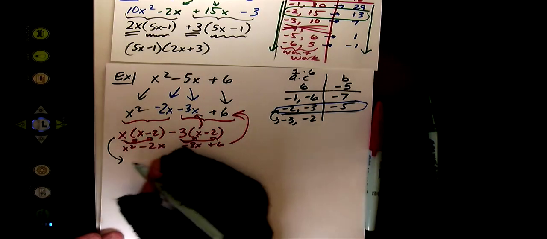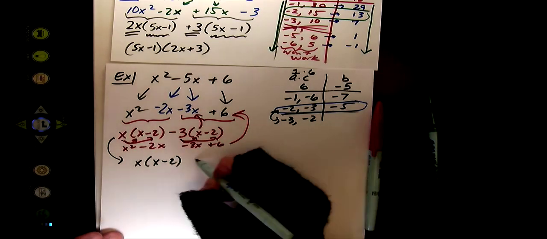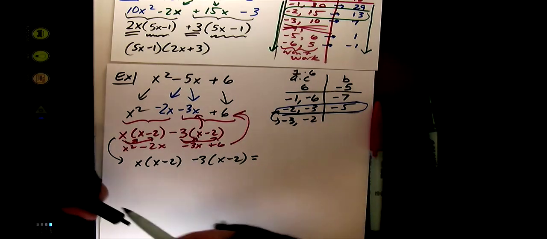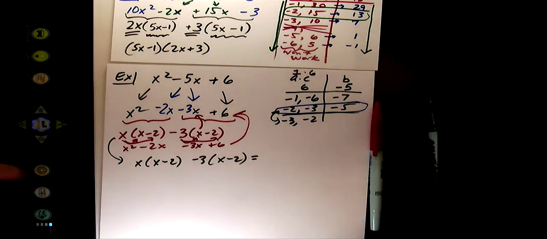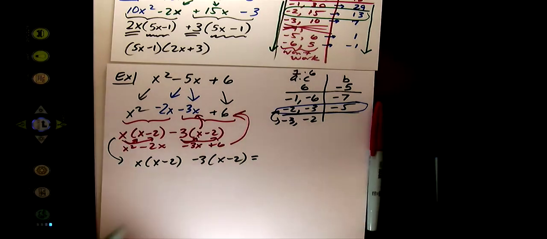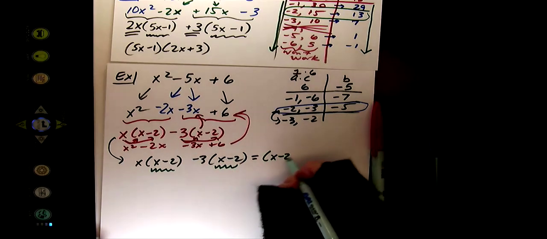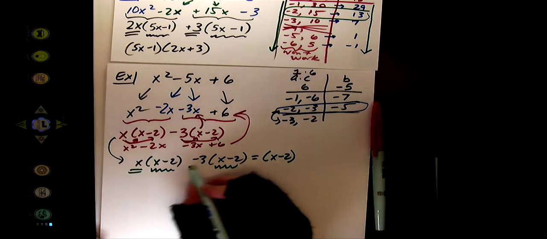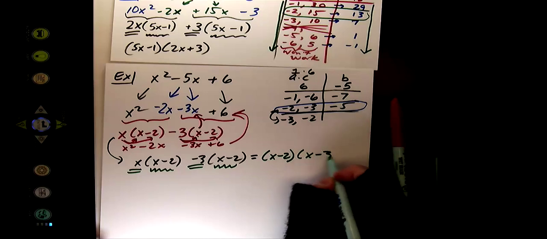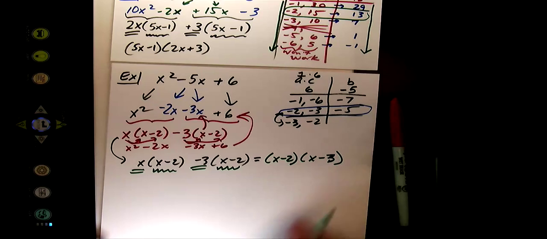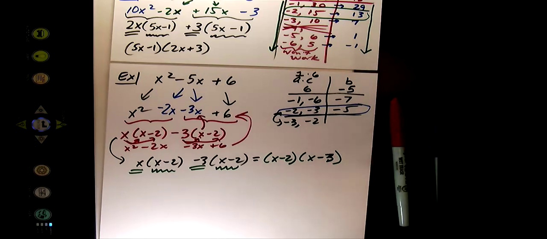So add x times x minus 2 and -3 times x minus 2. The x minus 2 is common to both sections. So I can pull that out. And what's left behind gets its own parentheses. So that's the long way of doing this problem.